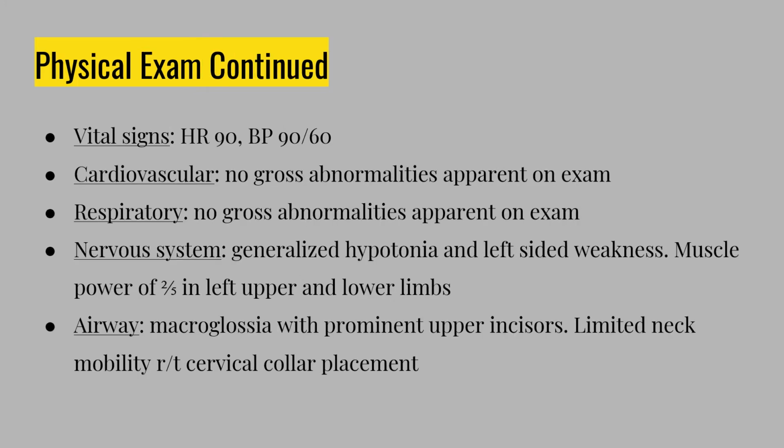Vital signs show heart rate 90 with blood pressure 90/60. CV and respiratory exam revealed no gross abnormalities. Nervous system exam showed hypotonia and left-sided weakness. Muscle power was approximately 2/5 in the left upper and lower limbs. Airway revealed macroglossia with prominent upper incisors. Noted was limited neck mobility due to cervical collar placement. And now I will turn it over to Deanna.